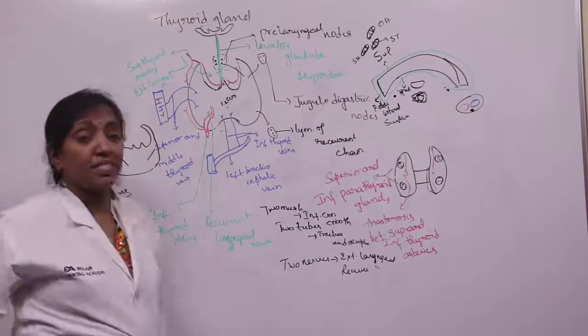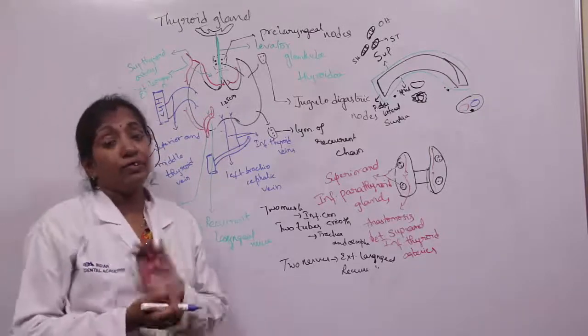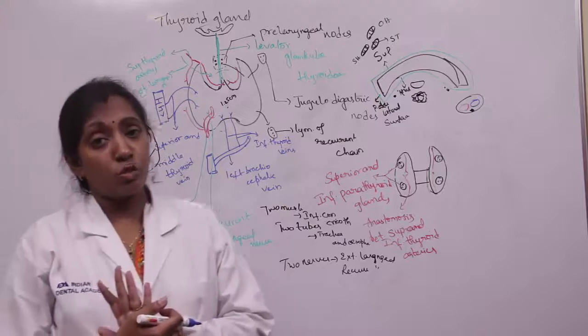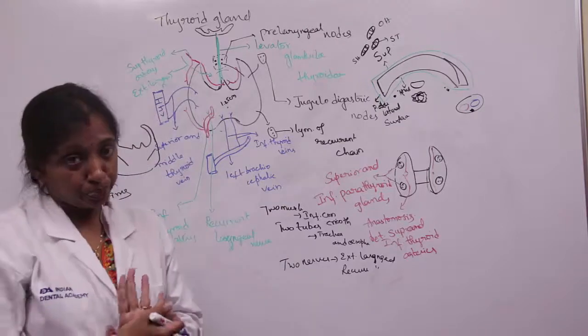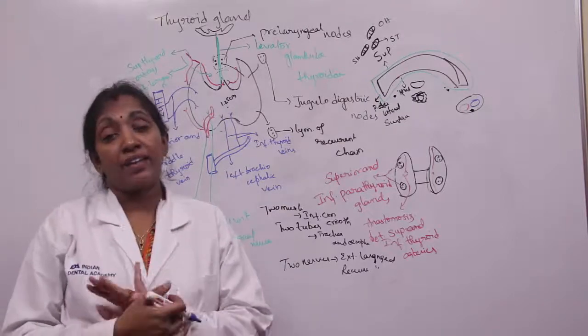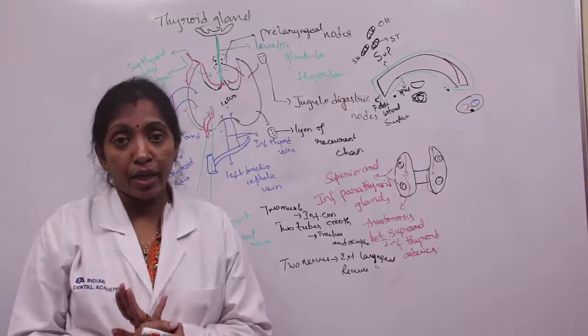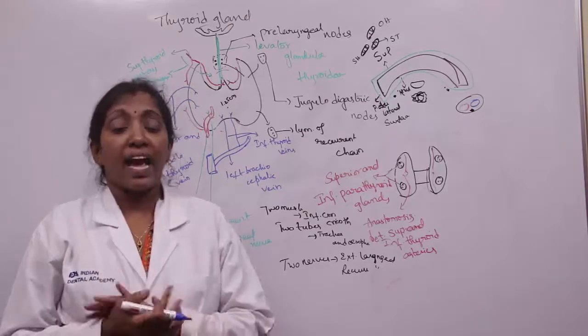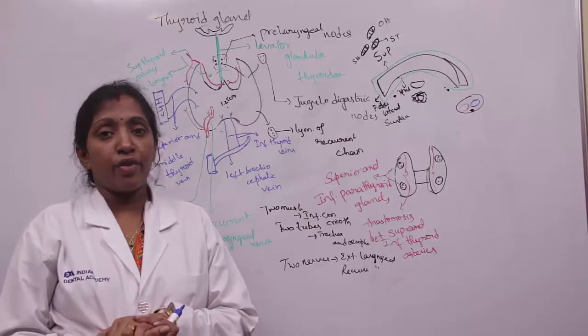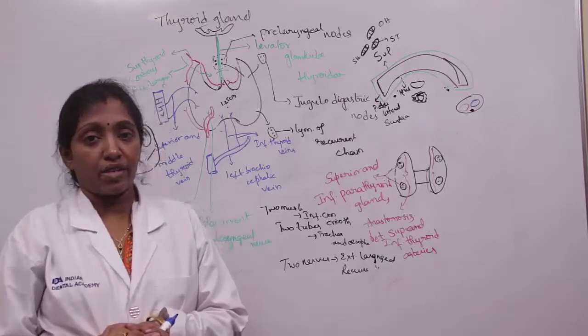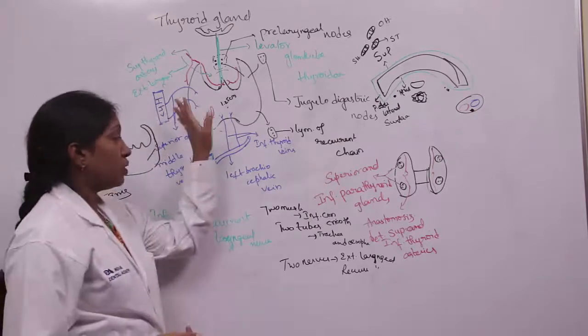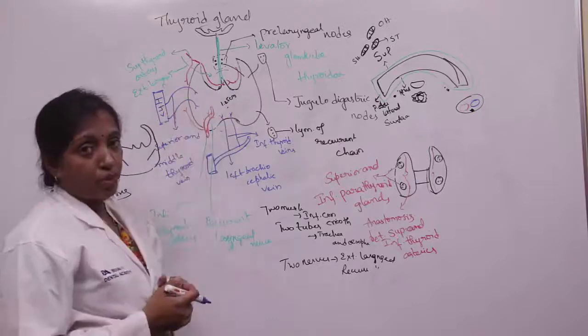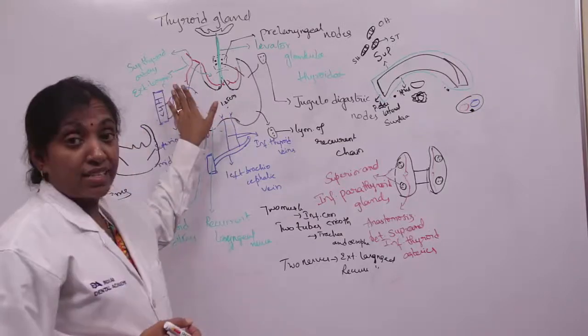So that's about the blood supply of the thyroid gland. In total, four arteries supply the thyroid gland. One is the superior thyroid artery, the next is the inferior thyroid artery, the third is the arteria thyroidea ima, and the fourth is the numerous accessory thyroid arteries derived from the esophageal and tracheal arteries. So that's about the arterial supply of the thyroid gland.